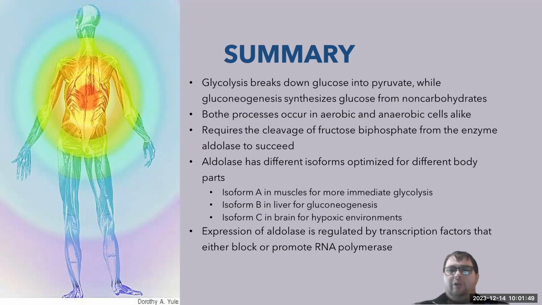Glycolysis requires the aldolase enzyme to cleave the fructose bisphosphate into two 3-carbon units, which will become the pyruvate. And then the aldolase enzyme itself has different isoforms, optimized for different body parts. Isoform A in the muscles gives you more immediate glycolysis where it's needed. Isoform B in the liver for gluconeogenesis, to take your non-carbohydrate molecules and store them as fat or send them into the bloodstream. And isoform C in your brain, which can be hypothesized to be meant for stressed, hypoxic situations. And furthermore, the expression of aldolase is regulated by transcription factors, which are proteins that either block or promote RNA polymerase by binding to the DNA.